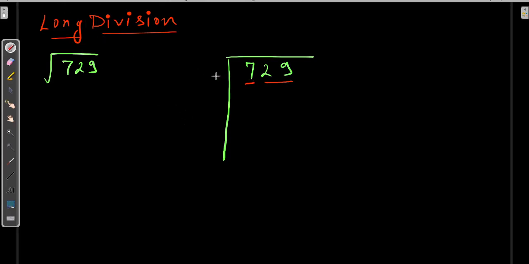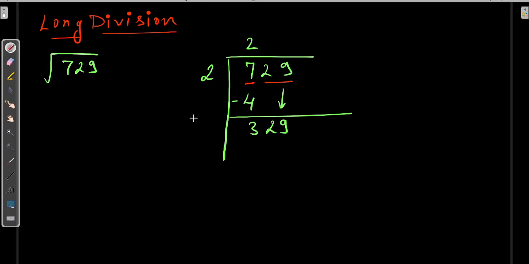Now take the number such that its square is less than 7 and very close to 7. If we take 2 into 2, it becomes 4, and if we take 3 into 3, it becomes 9, so it will be greater. So we can't take 3. So 2 into 2 is 4. Now do the subtraction here. After subtracting, we get 3. And the next pair comes down, so it becomes 329.